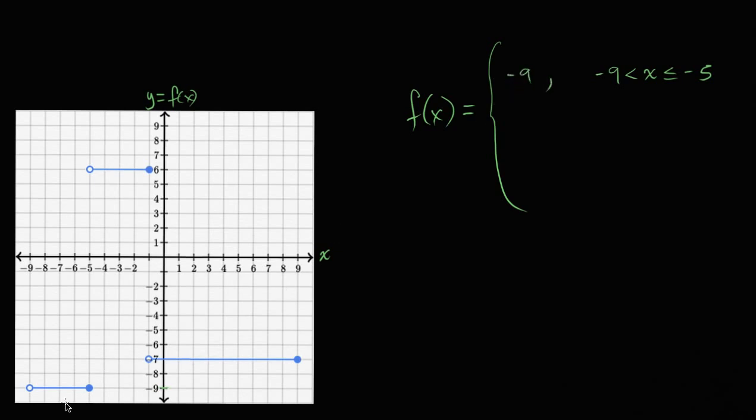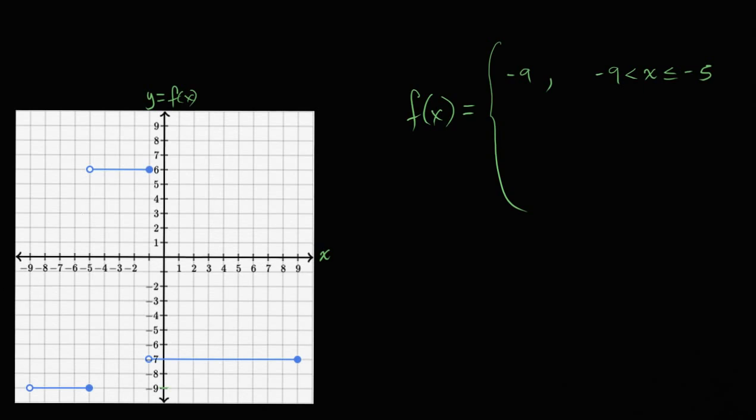It's a little confusing because the value of the function is actually also the value of the lower bound on this interval right over here. And it's very important to look at that this says negative 9 is less than x, not less than or equal to. If it was less than or equal to, then the function would have been defined at x equals negative 9, but it's not. We have an open circle right over there.